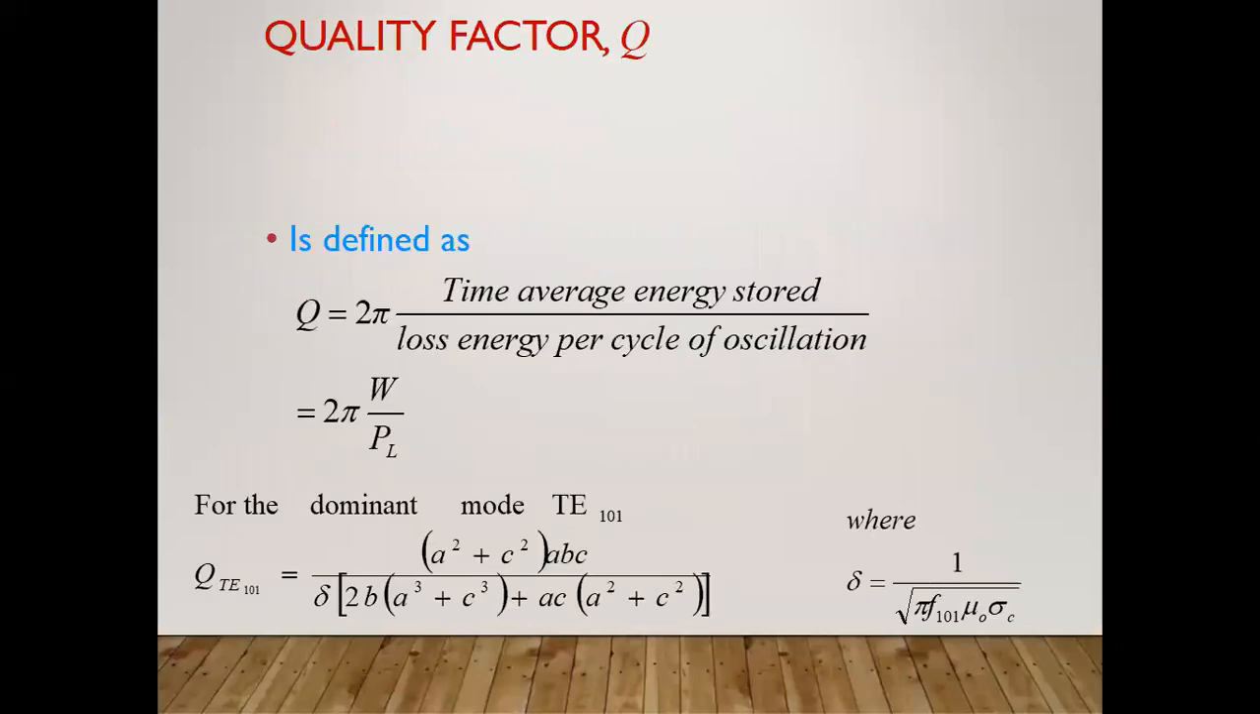See here, the quality factor can be defined, that already we are aware, we have studied in the resonance circuitry. Okay, so Q is equal to 2 pi into time average energy stored divided by loss of energy per cycle of the oscillation. How can you find the time average energy? The energy is denoted by W, and the loss of energy per cycle of the oscillation is PL. So in this way you can find the quality factor, that is Q is equal to 2 pi W divided by PL. Okay, so these are the terms which are related to A, B, C.